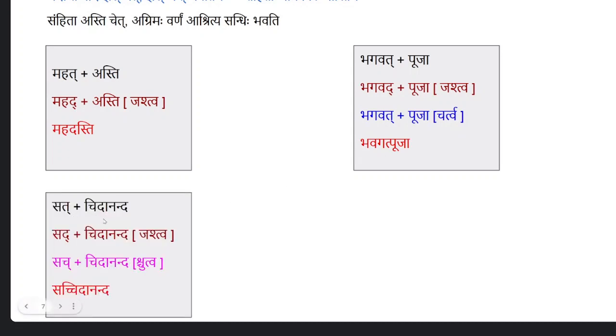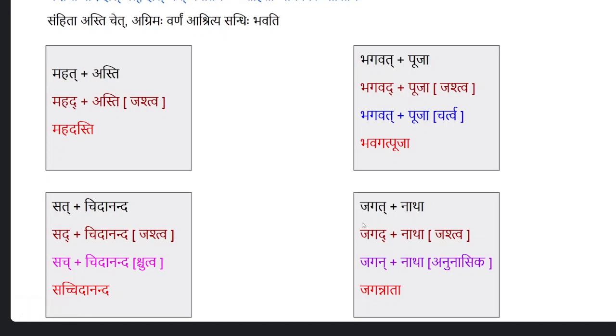Now, Sat Chidanandaha. It becomes Sad Chidanandaha because of Jastva and Sach Chidanandaha because of Chutva. So Sachidananda. And this one, Jagat Natha, becomes Jagad Natha because of Jastva. And because there is an Anunasika here, this changes to its corresponding Anunasika. So Jagannatha. So what I'm trying to convey is, depending on the akshara that is following it, the sandhi happens accordingly. Here it stops, here chartva is happening, here chutva is happening, here anunasika is happening. So whenever there is a samhita, varnam ashritya sandhi bhavati. Depending on what is coming next to it, sandhi happens. So it might be just stopping here, or it can continue with different sandhis.